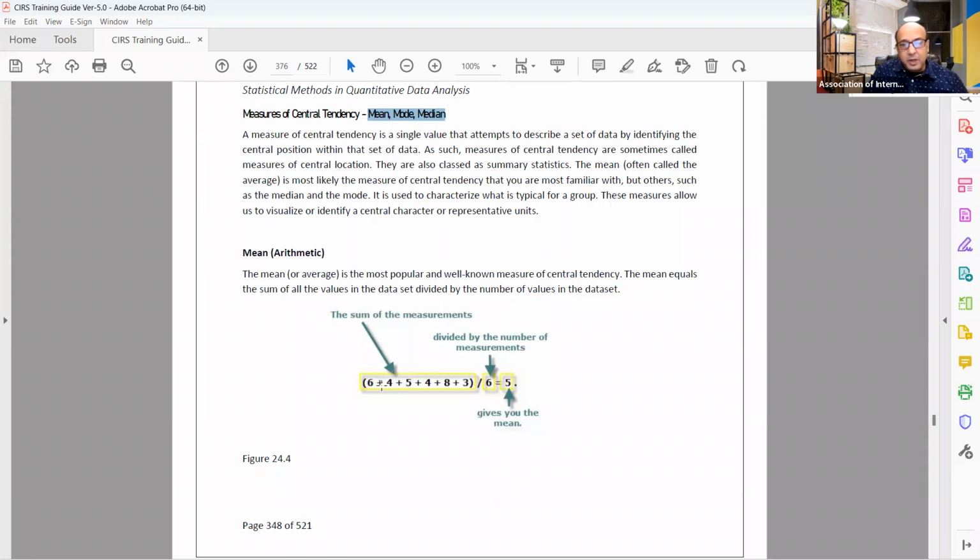So starting with mean, it's so easy. You add all the numbers and you want to find the average or the mean of it. Mean is the same as average. You're going to add all the numbers and divide by the number of these numbers. So if there are six numbers, you add these, divide by six, you get the average, which is five. This is mean.